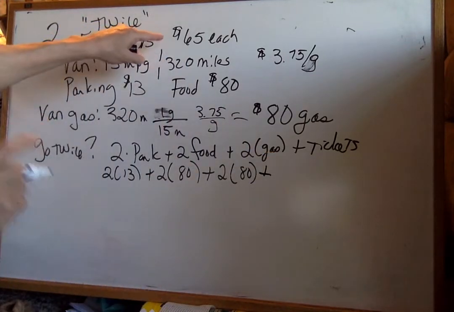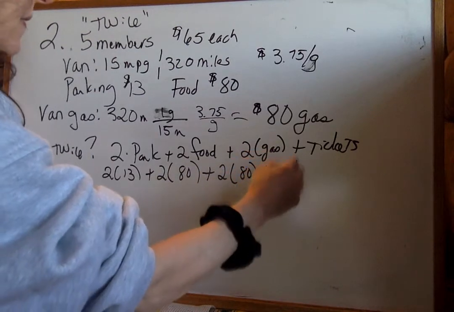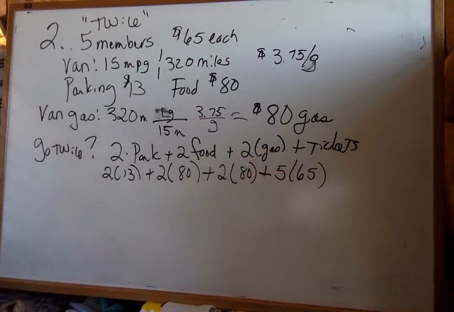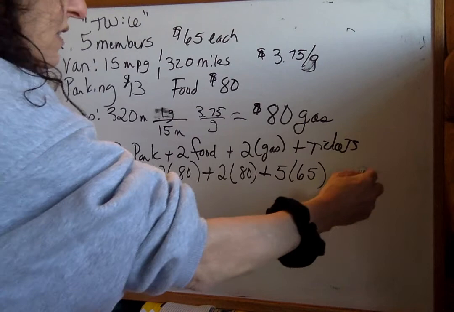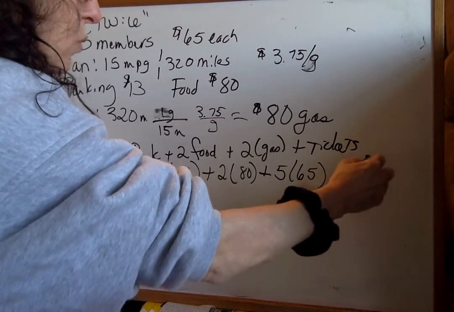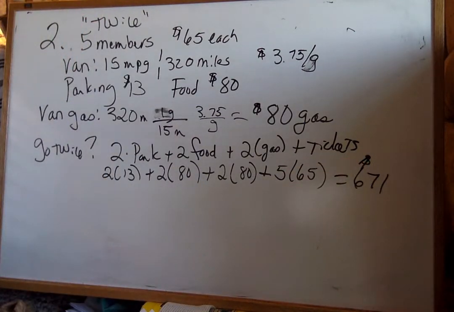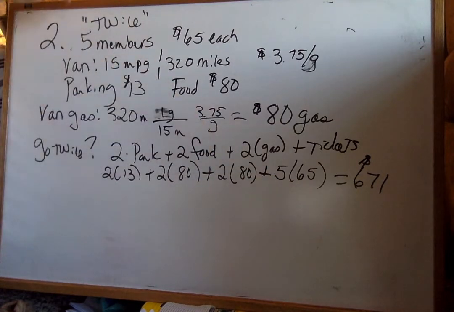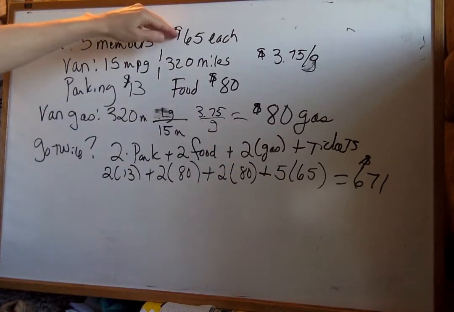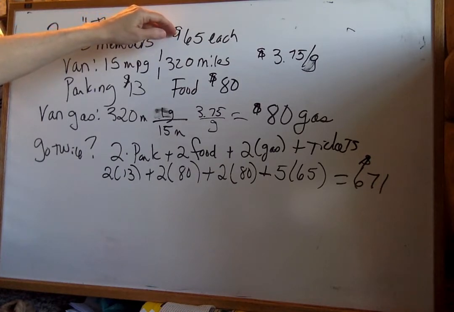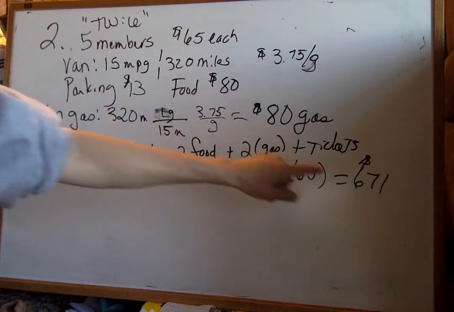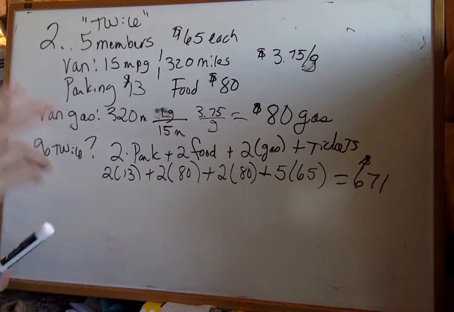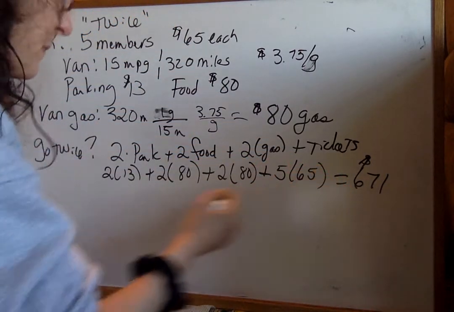Plus, I had to buy 5 of those tickets, right? Don't forget there were 5 of us going. That gives us $671 total just to go twice. My kids were like, okay, spend the $325 on the tickets, Mom, and then basically everything else is free. No, it's not. I'm already up to $671 for 2 full trips.